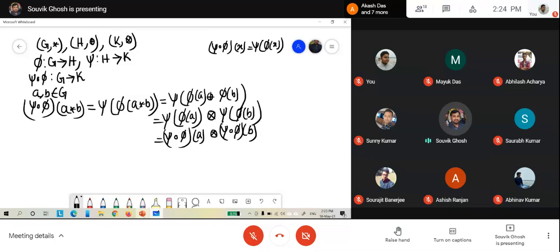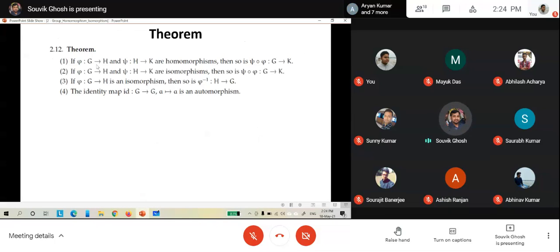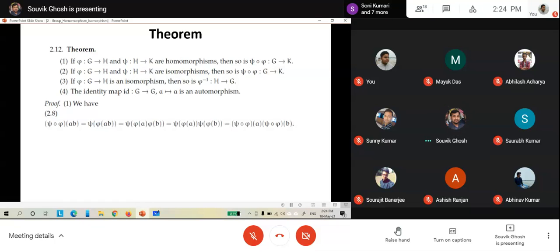So we have proved the first result, that if phi is defined from G to H and is a homomorphism, and psi which is defined from H to K is also a homomorphism, then psi composition phi, which is defined from G to K, is also a homomorphism. This proof is already given here.